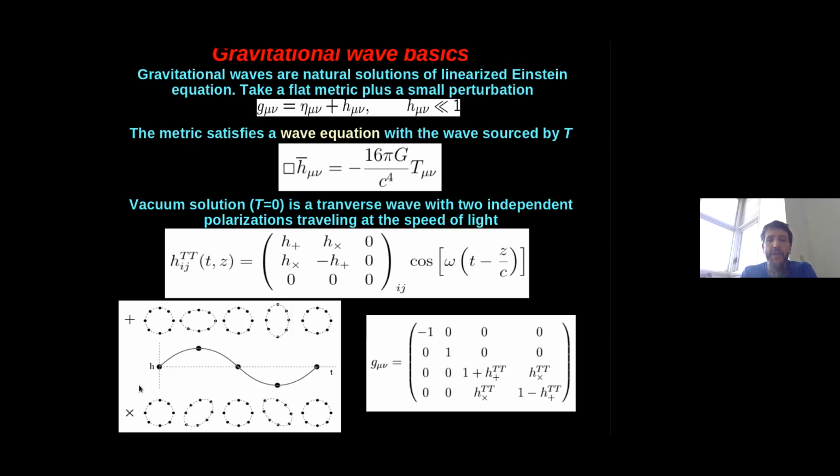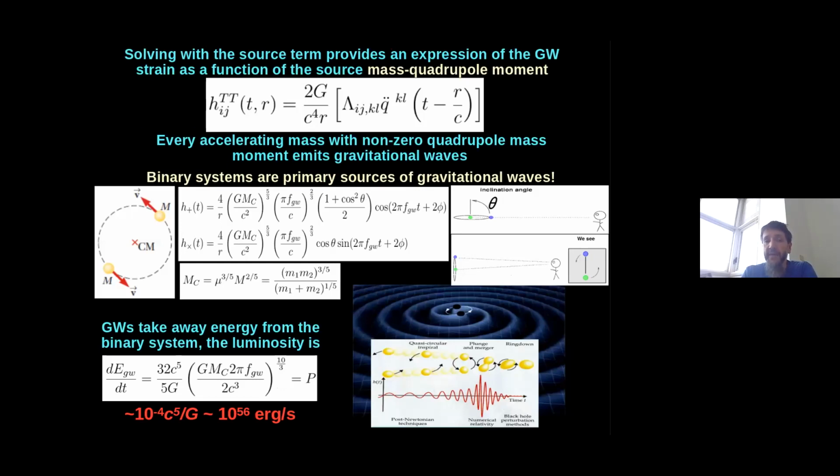So when you then want to solve this equation for an actual system, you need to specify this stress energy tensor T mu nu. And it's fairly easy to do so for a binary system, where essentially you can just assume that the two objects are point-like objects with mass m. So it's then simple to write down the equations.